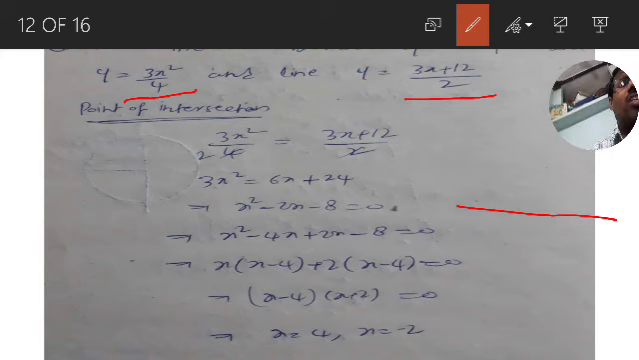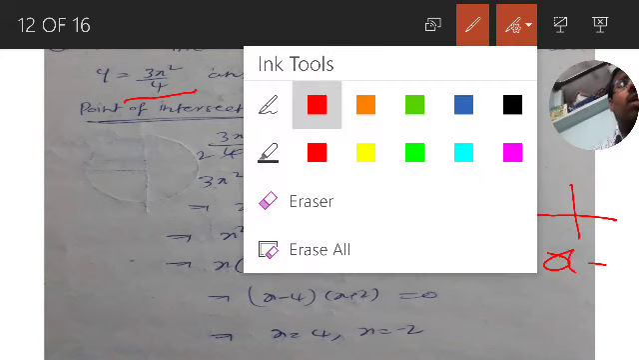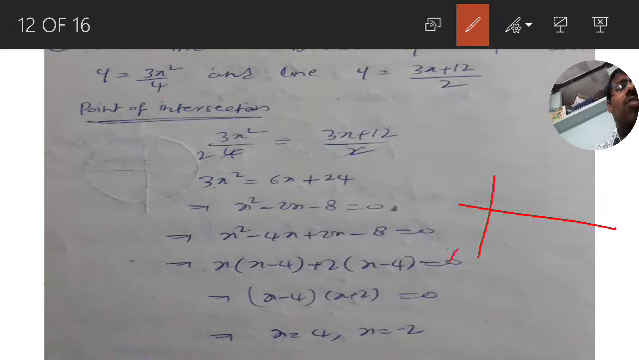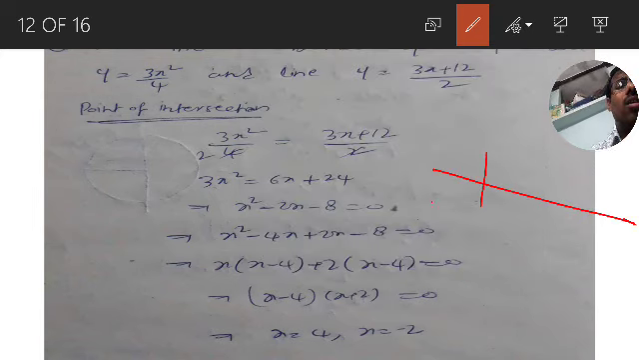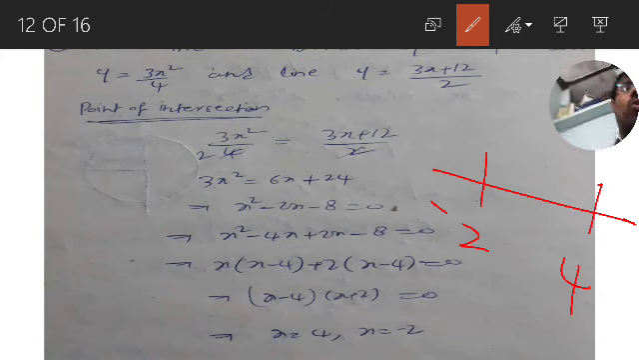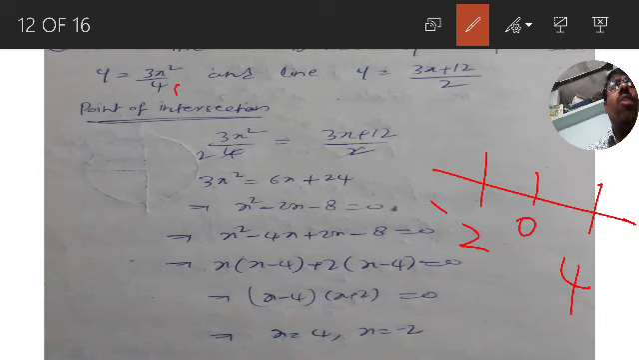Now what are the x values? The x values are minus 2 to 4. In between it comes to 0. So let us take the intersection points minus 2 to 4, and put 0 here. If you put 0, for the first curve you will get 0. And for the second curve, if you put 0, then 12 by 2, it is 6.